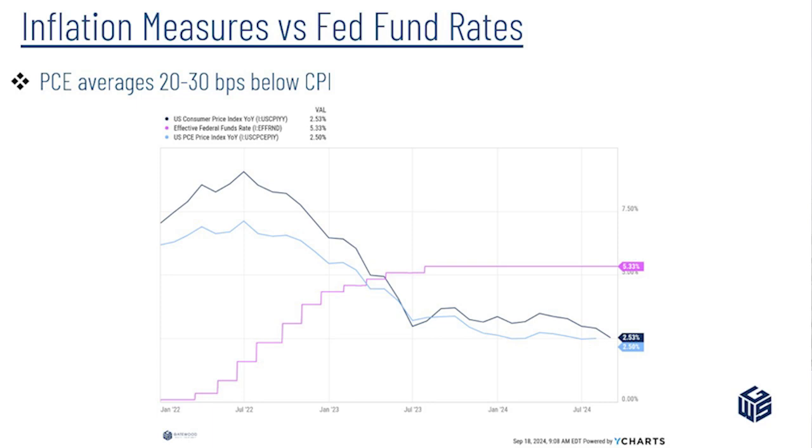We got an updated CPI most recently. That's why the line is longer than the PCE. We're still waiting on that for next week. And then the purple pink line is the Fed funds rate.